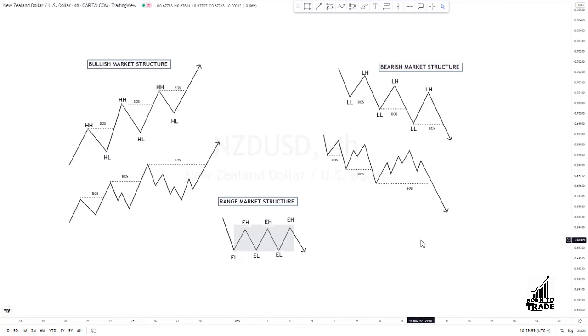So there are many more. I'm not going to list all here. When you understand market structure and practice it, you're going to discover others by yourself and know a lot more.